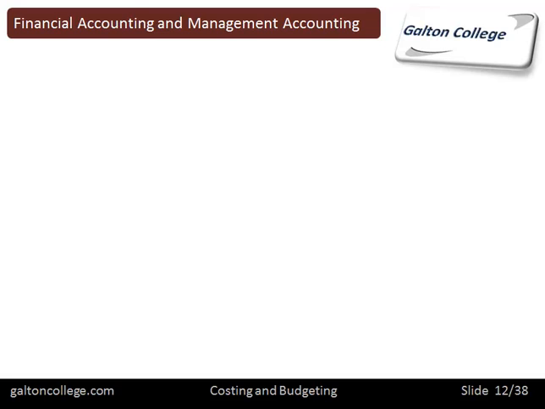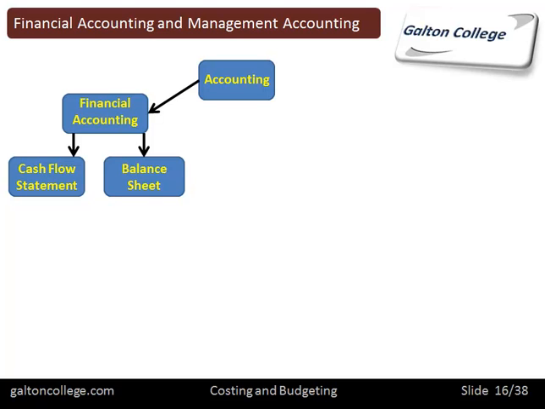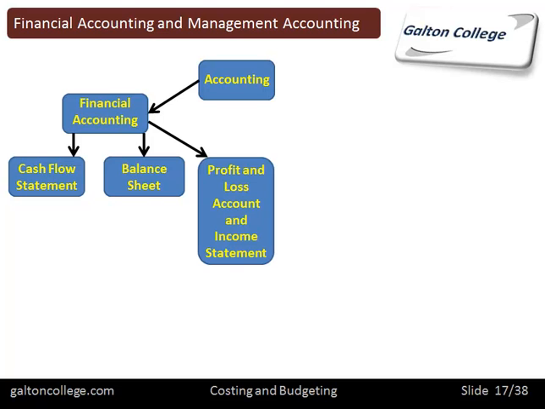Now, financial and management accounting, I mentioned earlier, so let's just contrast these. We'll start with, let's say, accounting, and that's our generic heading. Then we have financial accounting flowing off from there. And the financial accountants will prepare statements like, let's say, a cash flow statement. We'll look at the balance sheet. We'll look at the profit and loss and income statement for the business.